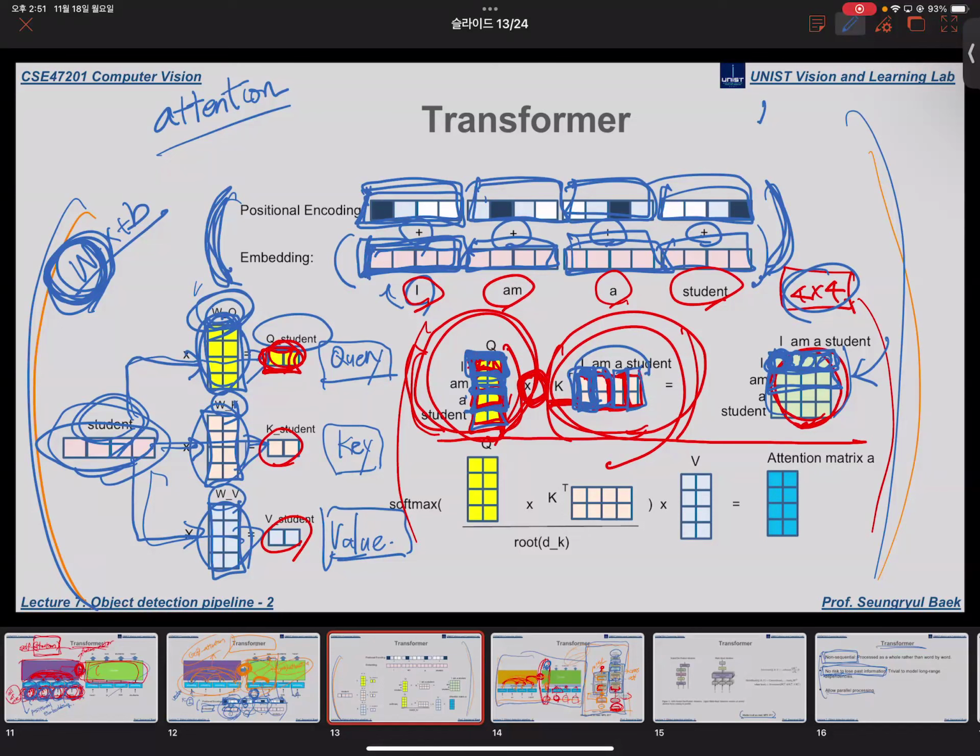And then after doing this, you can get this kind of dense similarity, okay? And you will apply the softmax. By applying the softmax, you can normalize each row vector and make the sum of each row one. If you apply softmax, we already learned about the softmax.